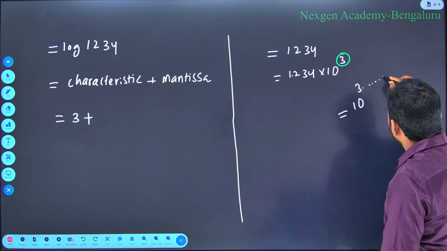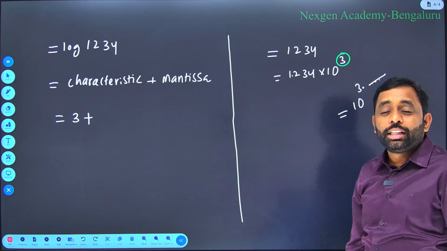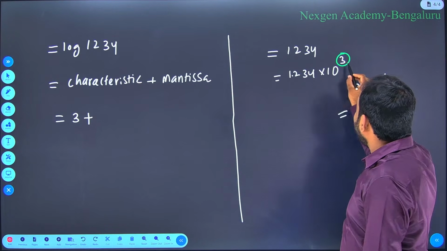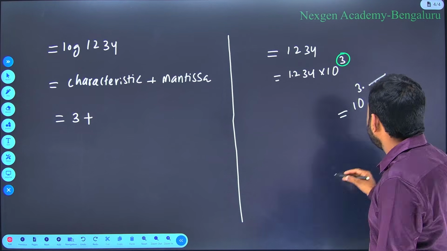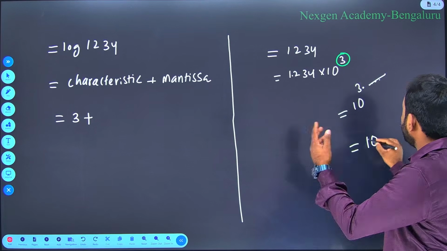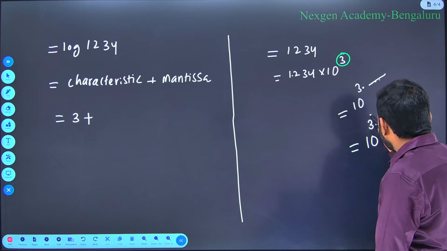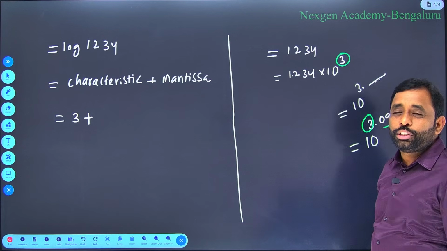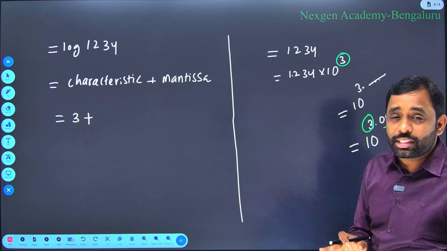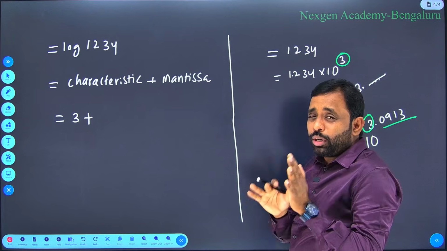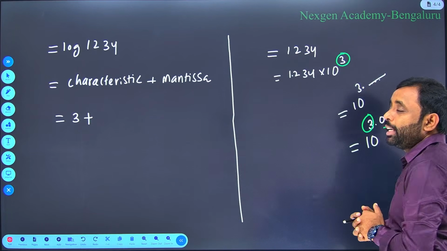Whatever value you get after the decimal point, we call it mantissa. So characteristic plus mantissa, let us say 3.0913. If you solve it, you will get 3.0913. So this characteristic is 3, and the mantissa is 0.0913. After the point, 0913 is called mantissa. The integer value before the decimal point we can directly get, but the fraction we cannot get directly.